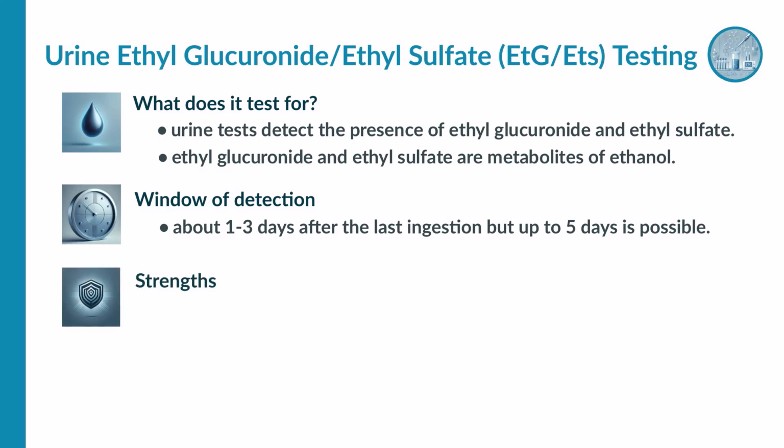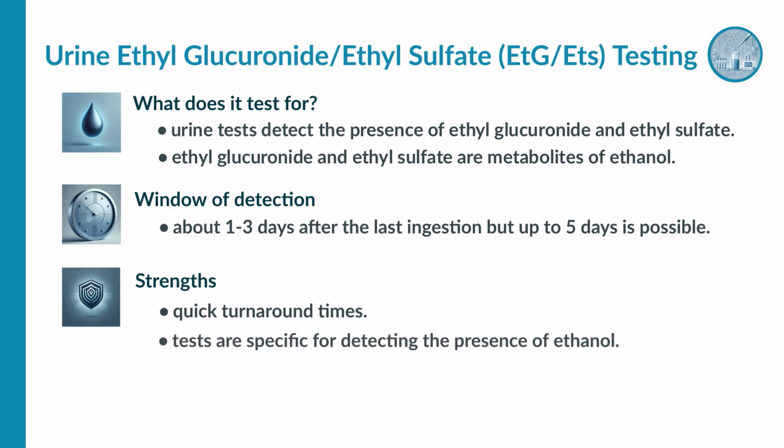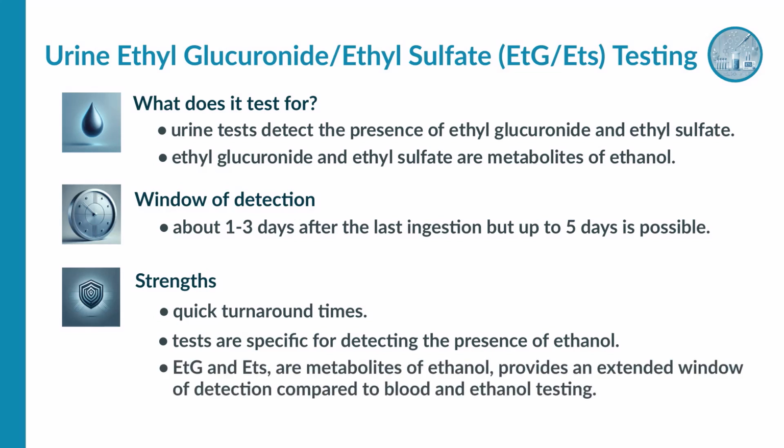Strengths of this type of test are that urine ethyl glucuronide and sulfate testing have quick turnaround times as well, and they're relatively specific for the presence of ethanol. As an added benefit, urine ethyl glucuronide and ethyl sulfate are metabolites of ethanol. Therefore, they offer an extended window of detection when compared to blood ethanol testing.